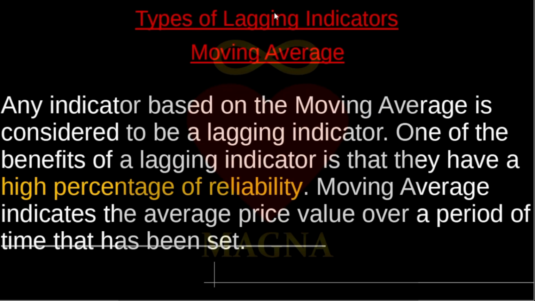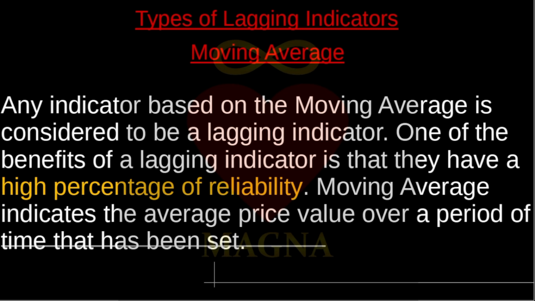Types of lagging indicators. We have the moving average indicator. Any indicator based on the moving average is considered to be a lagging indicator. One of the benefits of a lagging indicator is that they have a high percentage of reliability, because they usually react to price after price has made a significant move.